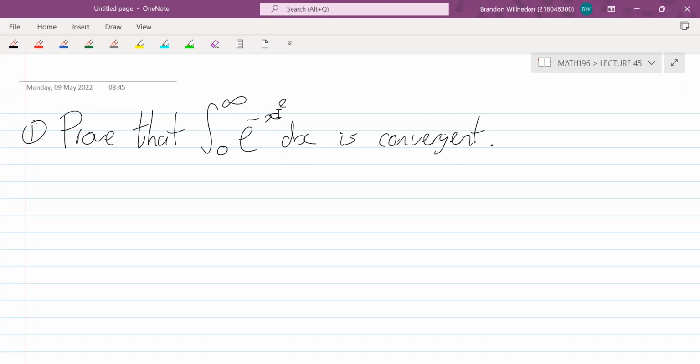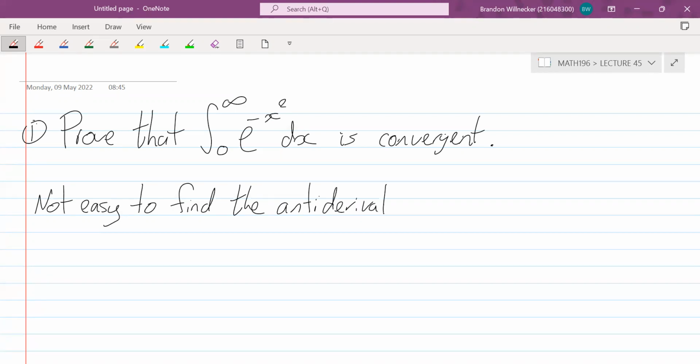Now, this function, e to the minus x squared, doesn't have a very nice antiderivative. So it's not easy to find the antiderivative of e to the minus x squared. And so we can't do this directly.